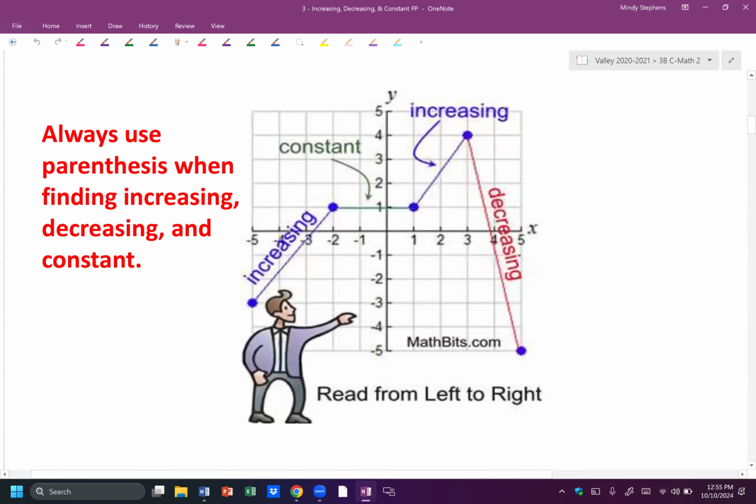When you are doing increasing, decreasing, and constant, in red up here you always use parentheses, so we don't have to worry about brackets at all. So everything's parentheses on these problems. And one other thing that's really, really important is you read the graph from left to right. So if you will write what I have in red up there, always use parentheses. You don't even have to write all the words, just write, always use parentheses. Every problem today is going to be parentheses. So write down just in big letters, always use parentheses, no brackets, all parentheses.